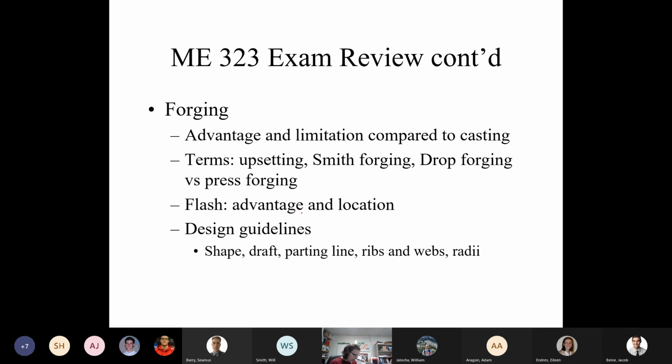We need to be aware of what the advantage of having flash is and the significance of the location. That's mainly because those fibers are cut. So at the parting line, which is where the flash comes out, we actually expose defects to the surface. And then our design guidelines, the amount of draft, location, the parting line, sort of the V over A concept, and then we need generous radii, and then what happens when we get thin webs and tall ribs.